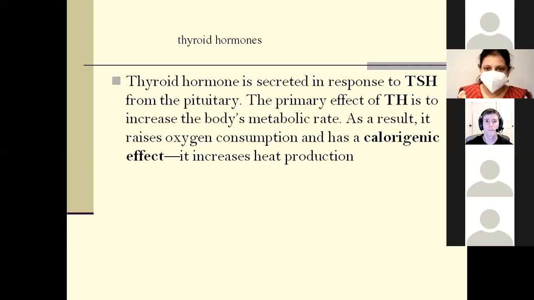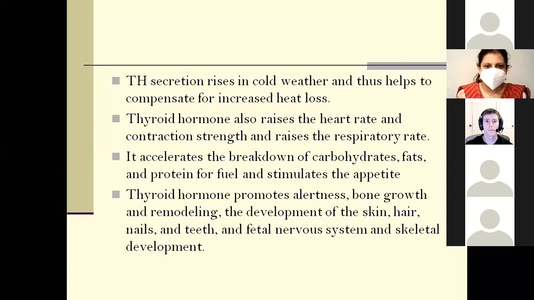Thyroid gland hormone is secreted in response to another hormone, which is secreted from the pituitary, that is TSH. The primary effect of thyroid hormone is basically to increase the body's metabolic rate. It has also some other functions as well, like it raises the heart rate, the contraction strength, and it also raises the respiratory rate. It accelerates the breakdown of carbohydrates, fats, and proteins for fuel. Thyroid hormone promotes alertness, bone growth, and remodeling, development of skin, hair, and various other functions which this hormone has.